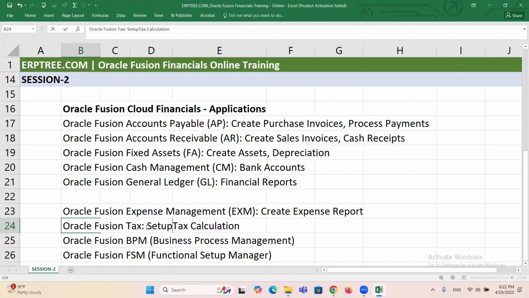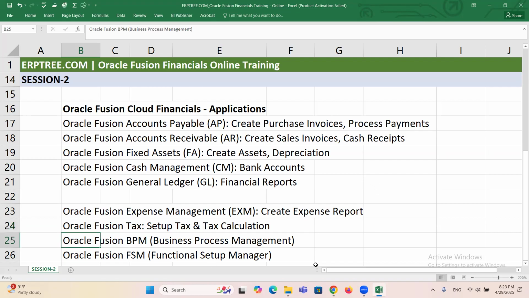So here we set up tax, meaning in which application, when, for what, how much tax needs to be calculated, we can go and set within the Fusion Tax application. Accordingly, this application will calculate the tax whenever you record transactions in payables, receivables, and wherever tax is applicable in those applications. That's how it is.